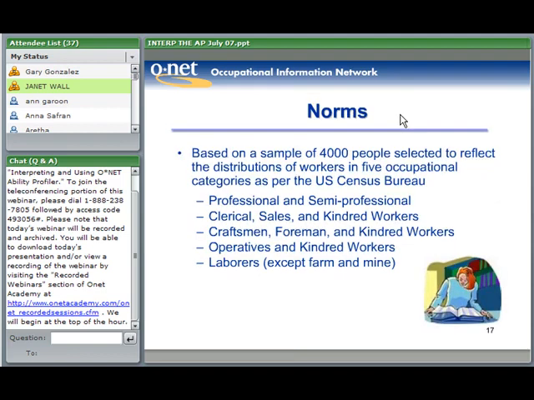All right, let's talk a bit about the norms. The norms generated for the ability profiler have come from 4,000 people who were selected to reflect the proportions of workers in 5 occupational categories as determined by the U.S. Census Bureau. And these are the categories: professional and semi-professional; clerical, sales, and kindred workers; craftsmen, foremen, and kindred workers; operatives and kindred workers; and laborers, except farm laborers and mine laborers. So basically they were selected from these 5 categories.